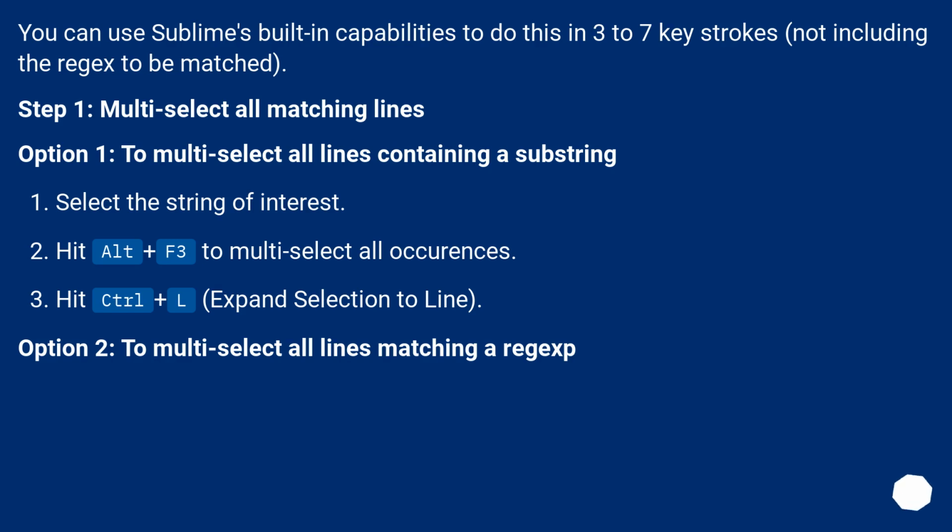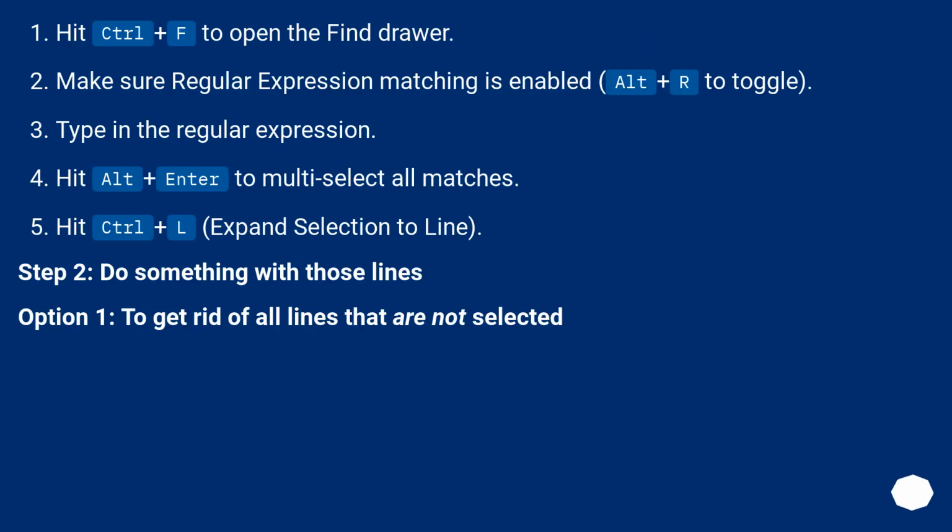Option 2. To multi-select all lines matching a regex. Hit Ctrl+F to open the find drawer. Make sure regular expression matching is enabled, Alt+R to toggle. Type in the regular expression. Hit Alt+Enter to multi-select all matches. Hit Ctrl+L, expand selection to line.